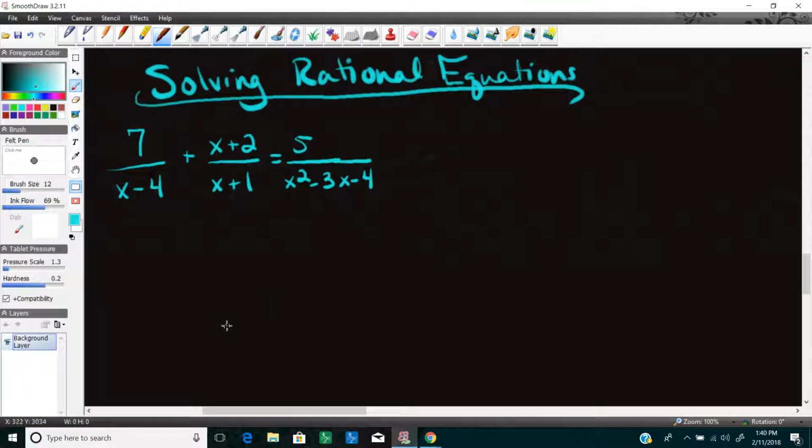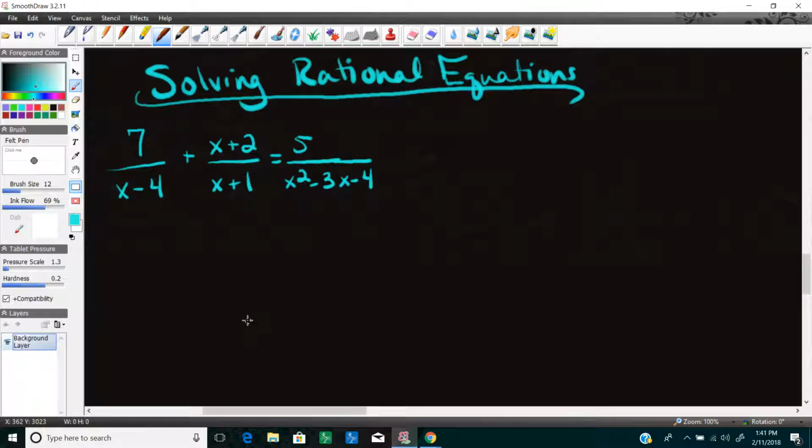Okay, this is an extension of the adding video that we did a while back. This will be solving rational equations, and I'm actually only going to do one example because this one has pretty much everything we need to do and it has a lot of steps. So be ready for these because these do take a while.